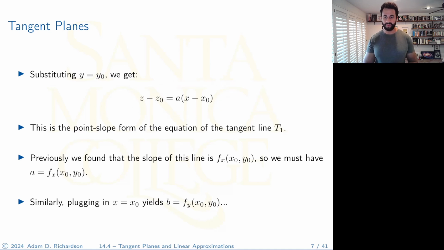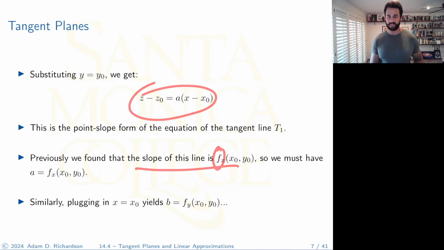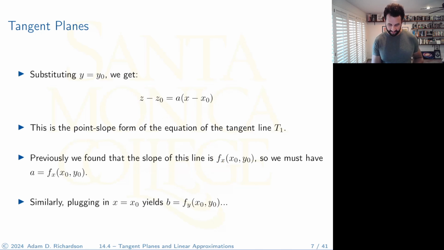But if you remember from the previous section, we found the slope of that tangent line. That's the partial derivative in the x direction, right? So the slope of this tangent line here is f sub x at that point. So we must have that this coefficient a is f sub x of x naught, y naught. And then similarly, if you do the same thing, plug in x equals x naught to our original equation on the previous slide, you'll find that b has to be f sub y.